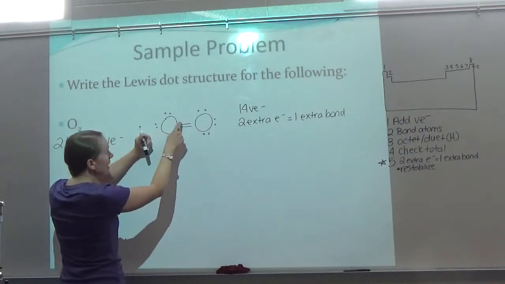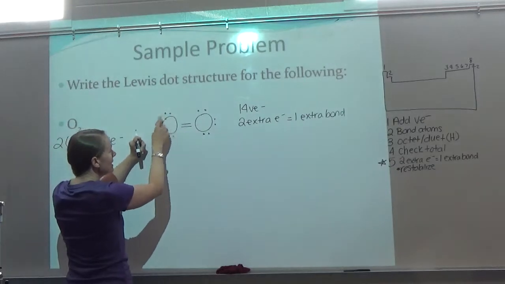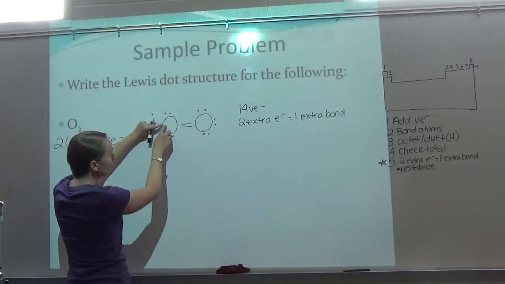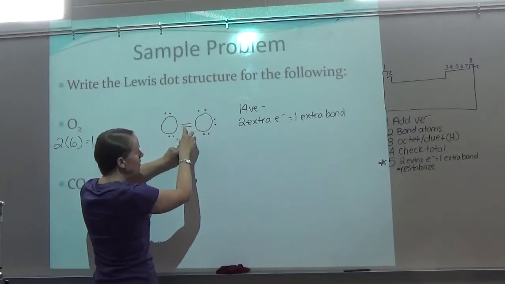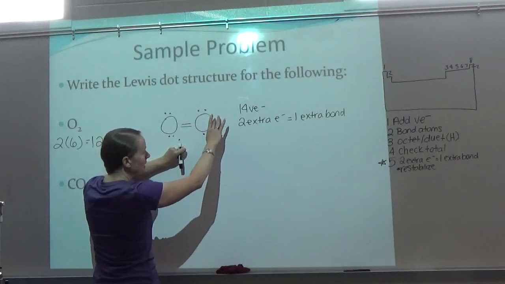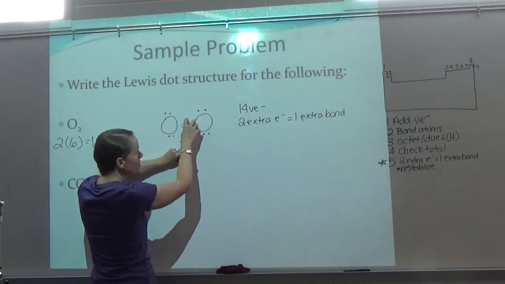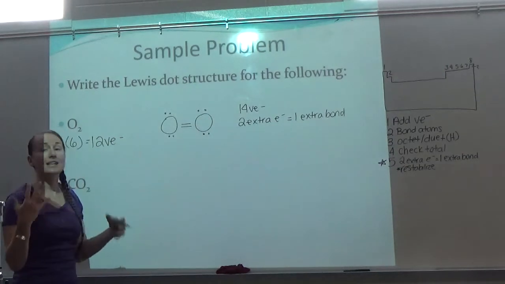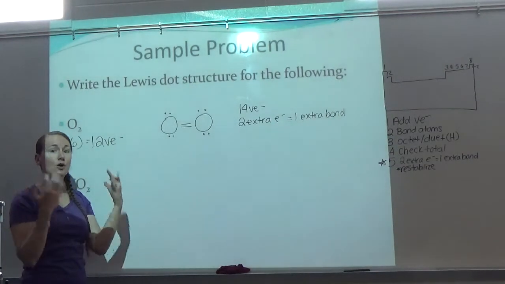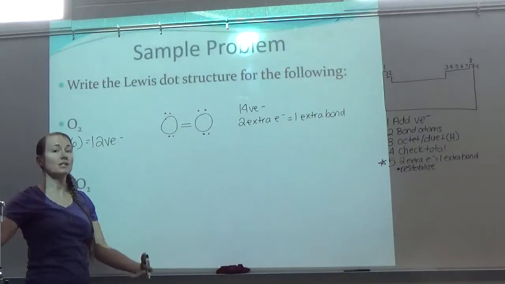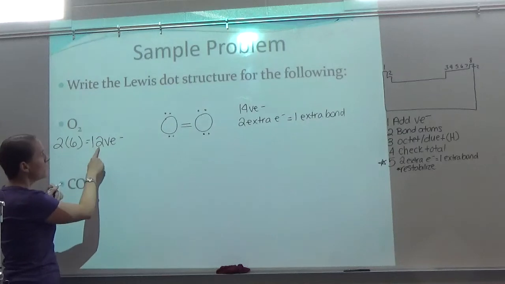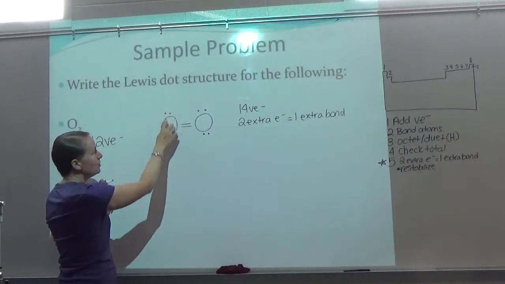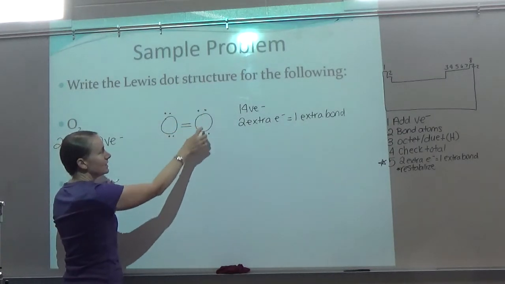So see, oxygen now has 2, 4, 6, 8, 10. So I'm going to get rid of 2. So see, now it has 2, 4, 6, 8. This one has 2, 4, 6, 8, 10. So I'm going to get rid of 2. So now it has 2, 4, 6, 8. And so then I'm going to recheck my total, because your total always has to be the same. You can't randomly just get new electrons or lose electrons. All right, so I have 12 that I'm allowed to use, 2, 4, 6, 8, 10, 12.